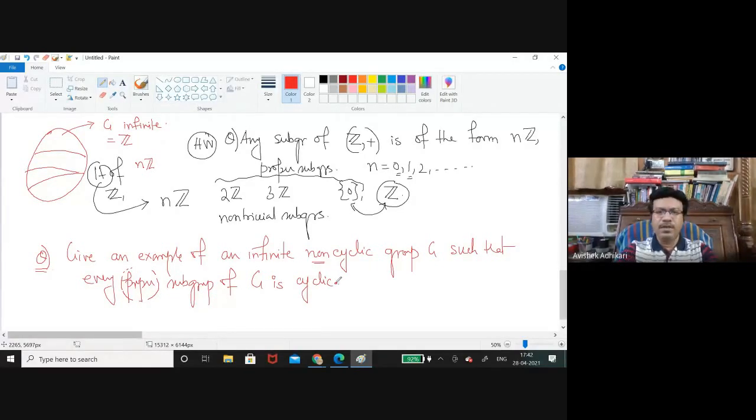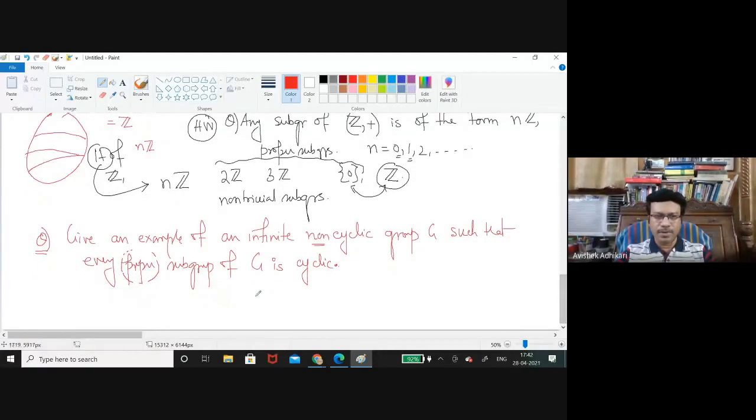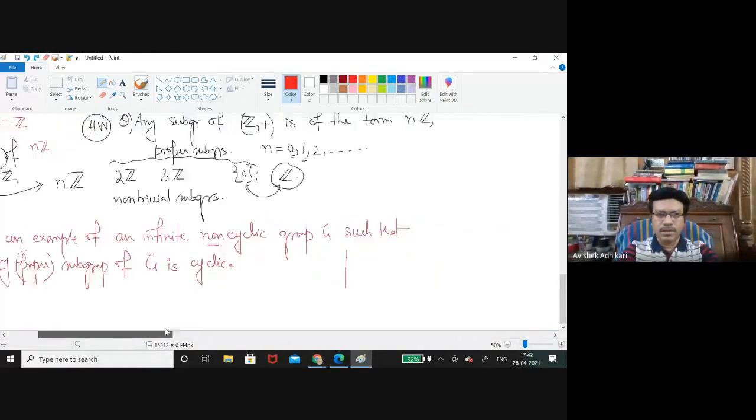Can you tell me one such example? Sir, take G as the circle group, S1, and the subgroups of G will be the nth roots of unity. Okay, just a minute.